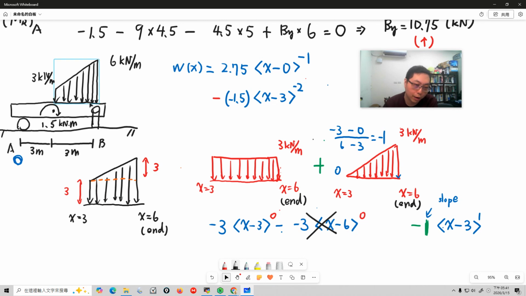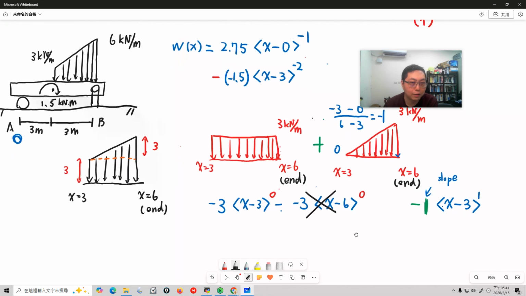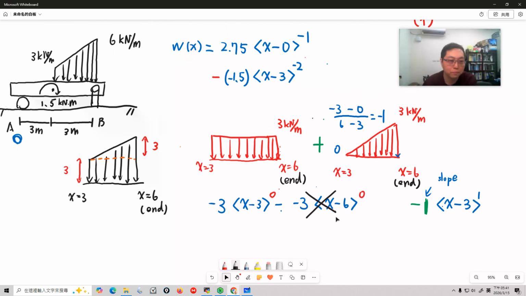But that's for this problem. Sometimes it's not so lucky. If this is not the end, you have to do something, or a lot of things, to cut it off. Okay, so we finish here. So let us write down the total.